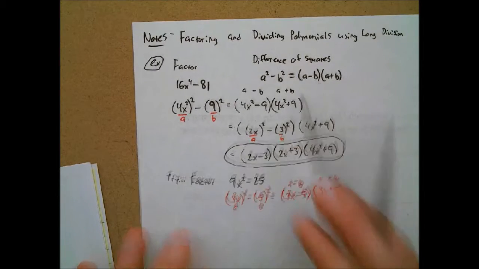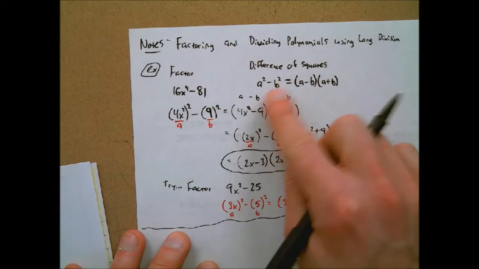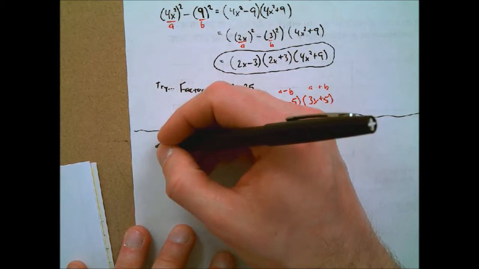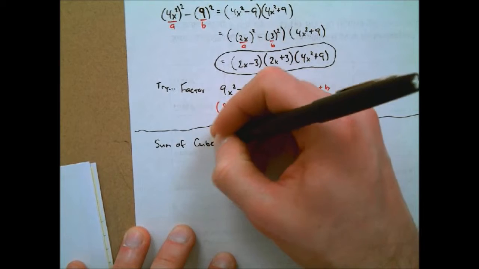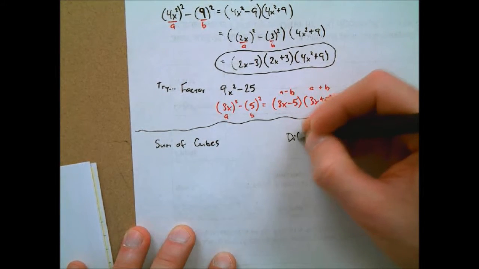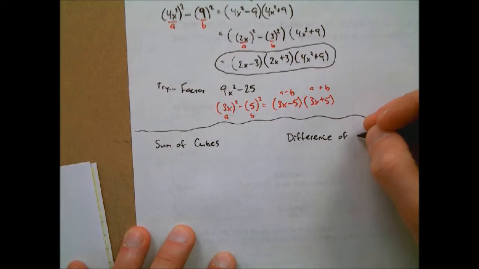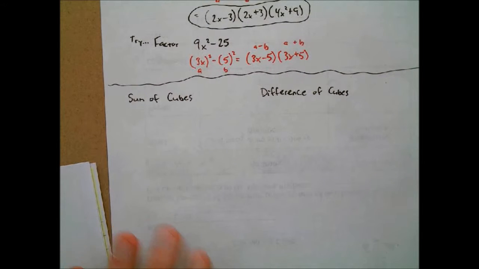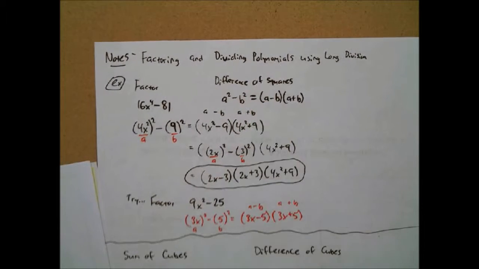But what I will give you are these next two. The two other formulas that I will give you here are a sum of cubes and a difference of cubes. So again, difference of squares, I'm not going to give that to you, but I will give you these formulas.